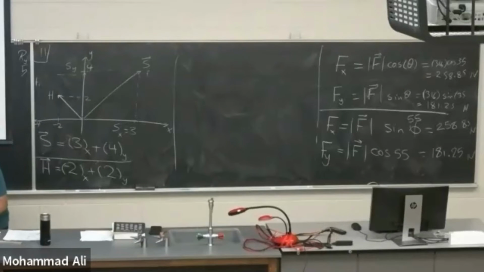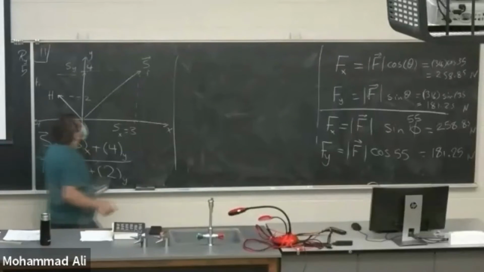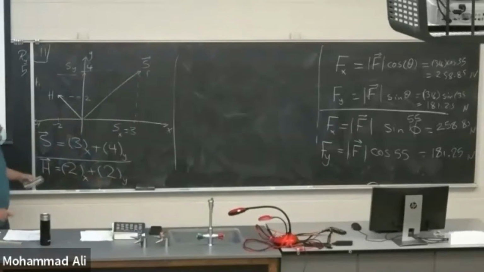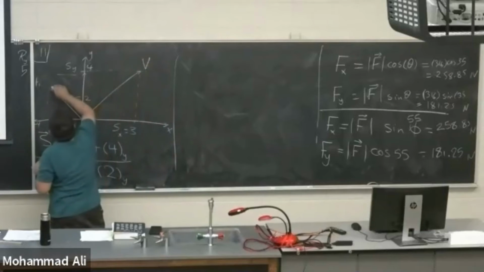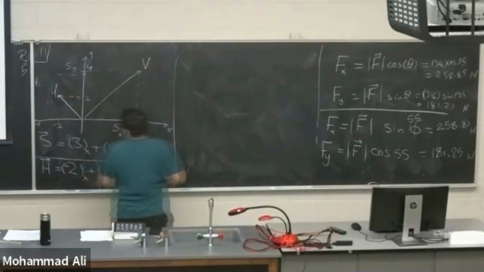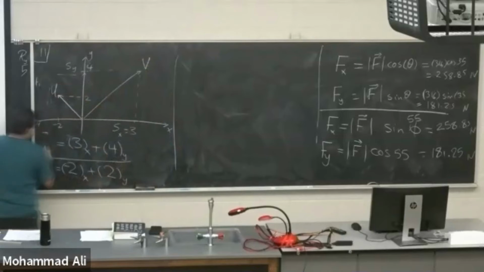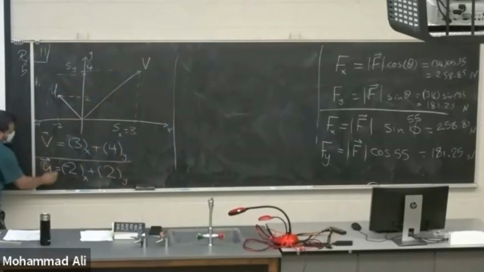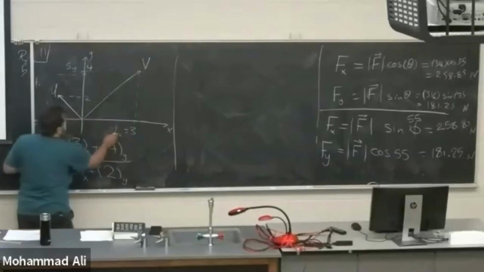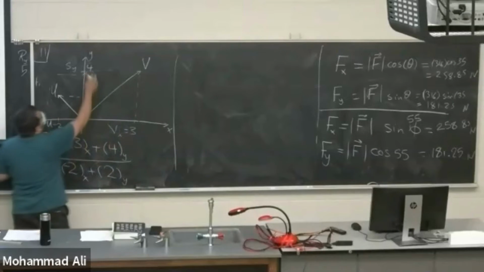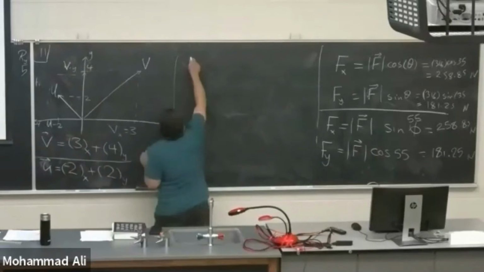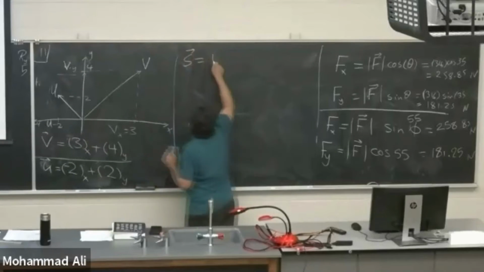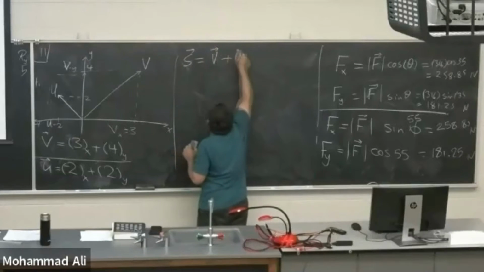What if I need to calculate? I'm sorry. This is V and this is U. So this is again V and this is U. Okay. V, U. Right. What if I need to find S is equal to V as a vector plus U as a vector?